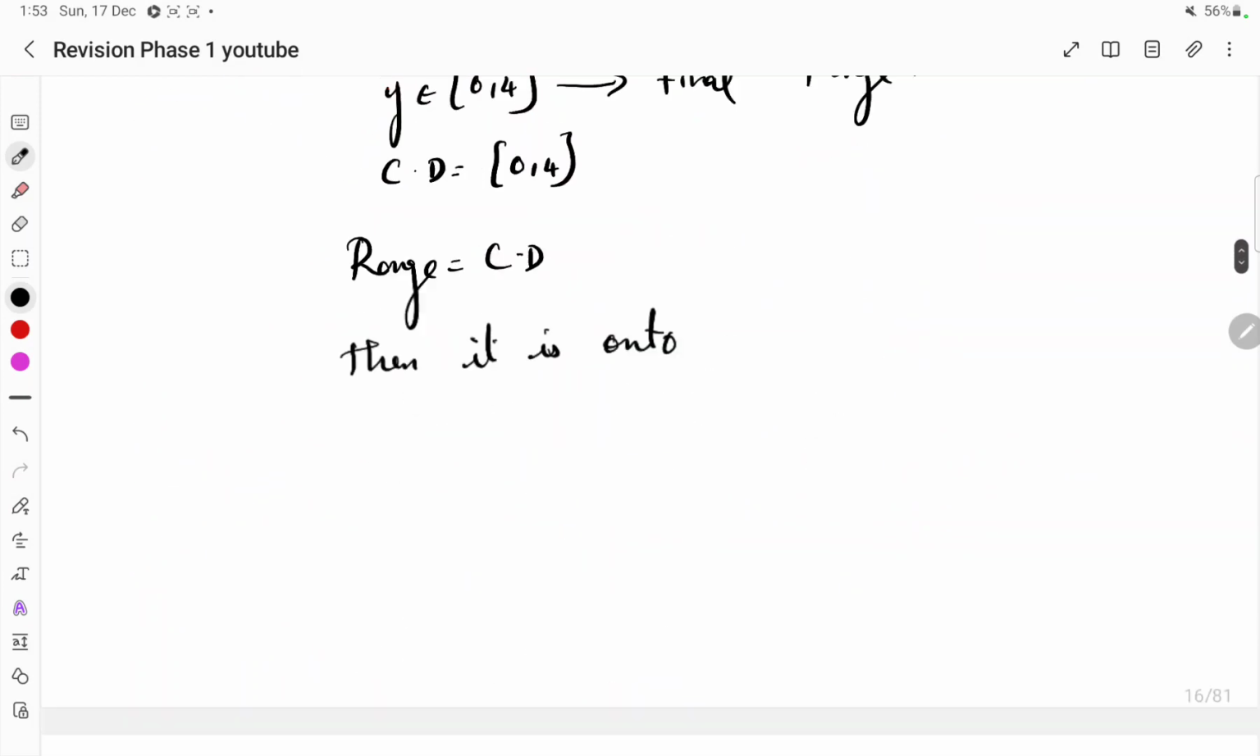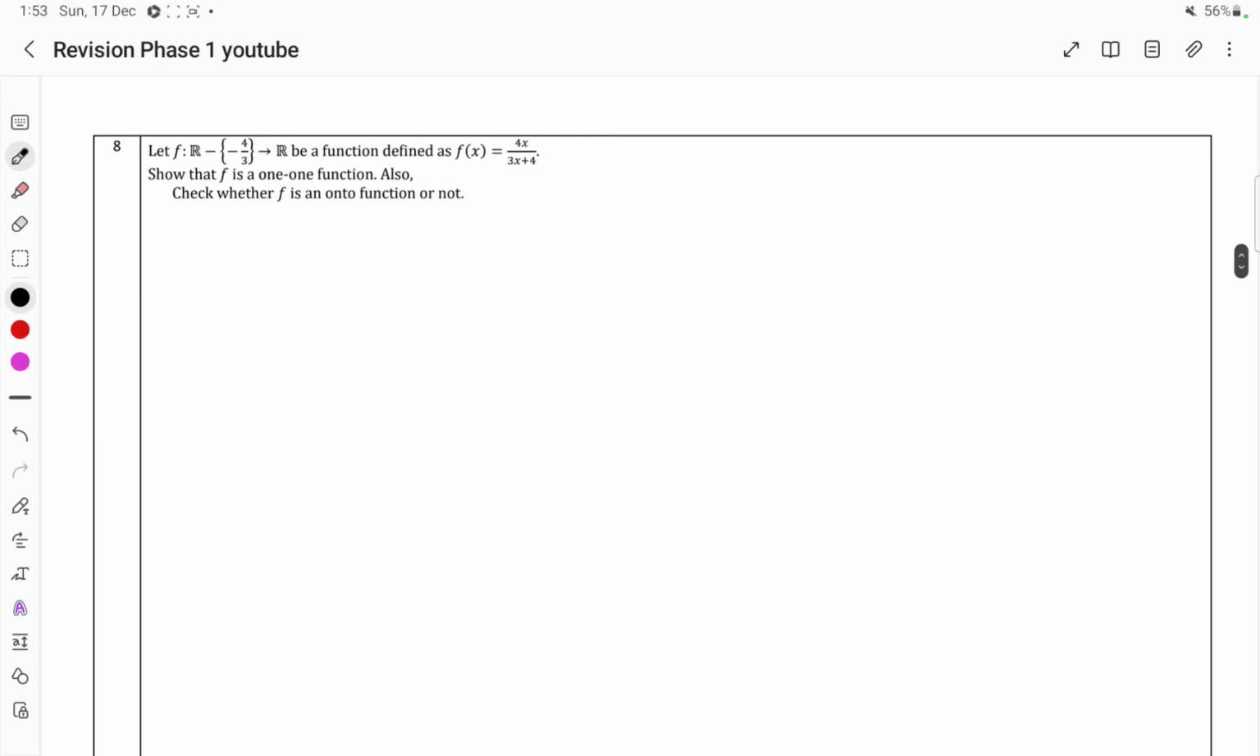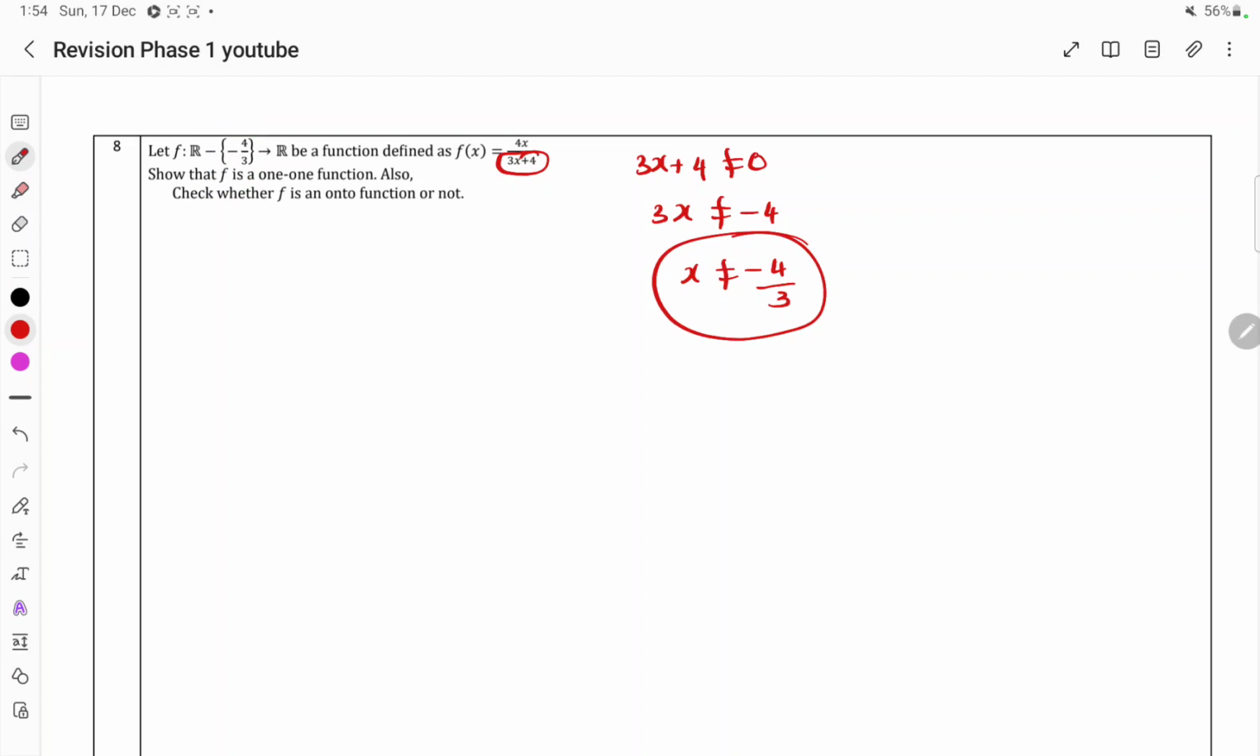So now we can do the last question in this relations and functions chapter, the 8th question. So let the function be from all real numbers except minus 4 by 3. The reason why we are removing minus 4 by 3 is this denominator cannot be equal to 0. So 3x cannot be equal to minus 4, so x cannot be equal to minus 4 by 3. So f is a function defined by f of x equal to this thing. Show that f is 1-to-1 function. Also check whether f is onto function or not.